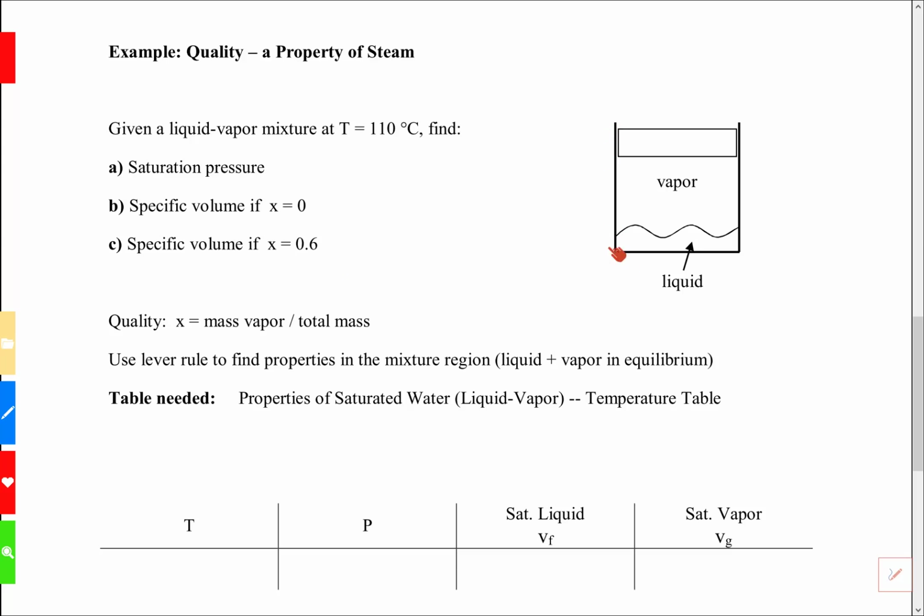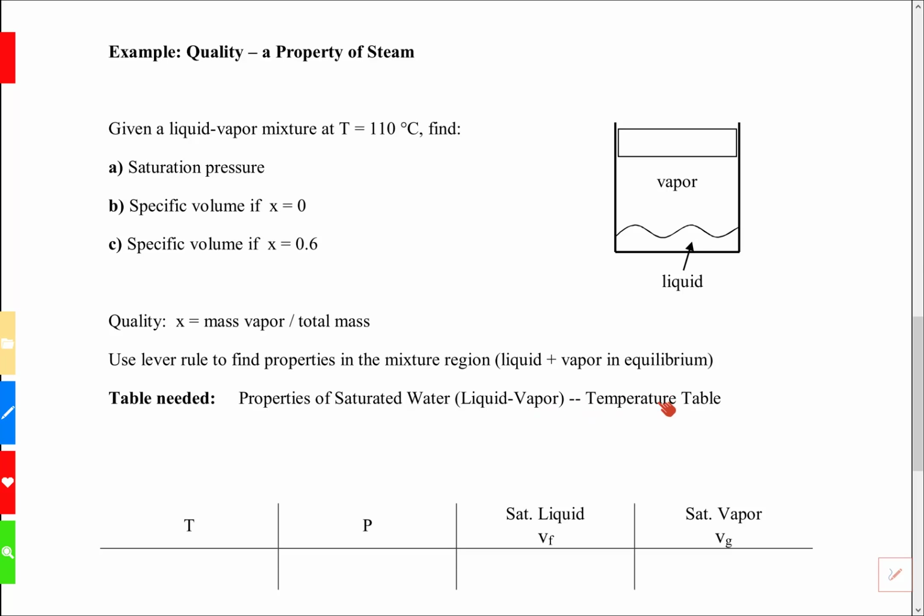So here's our schematic. We've got a cylinder in which we have some vapor and some liquid in equilibrium, and it's trapped by a piston. When we're in the mixture region, we can use the lever rule to find properties. And when we're looking for properties, we need a table. We're going to use the saturated water table, the temperature table.